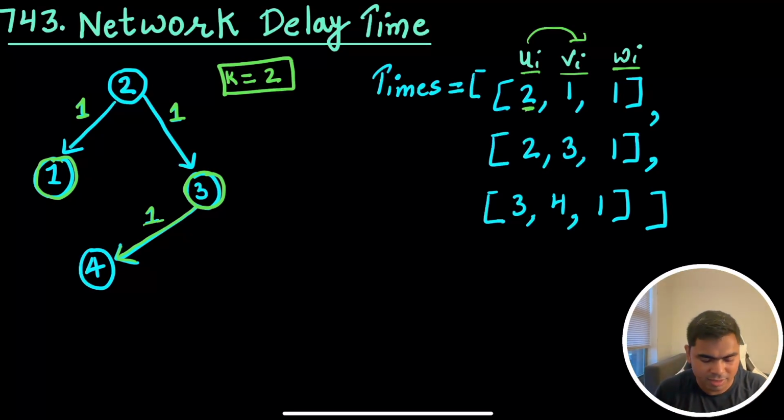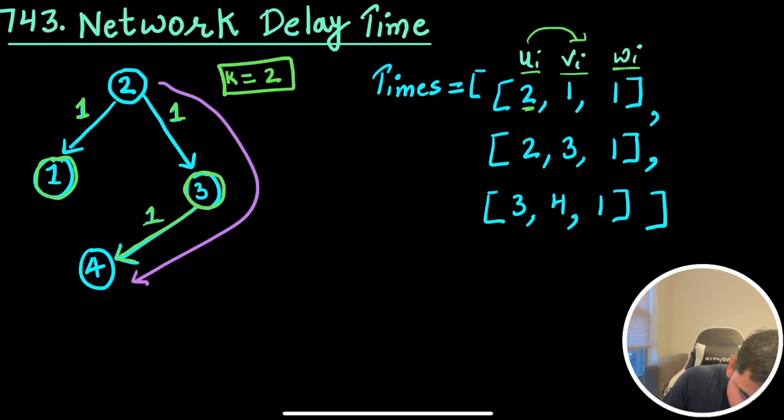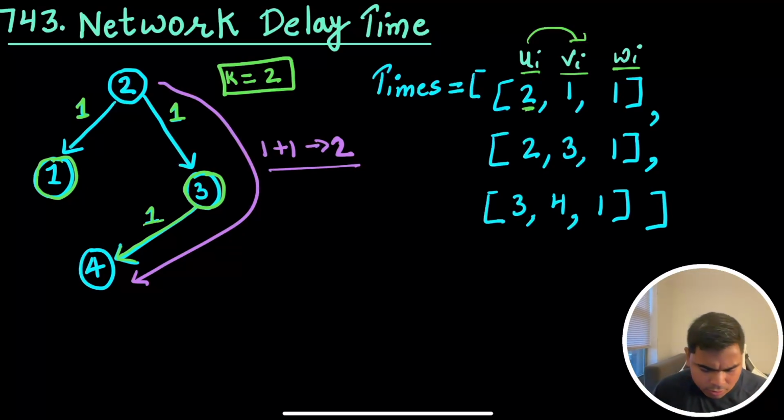Basically, the one comes from the weight. This could be different; in this example, they have used 1, but they could have made it different. So to reach from 2 to 4, the signal is taking 1 plus 1, 2 times, basically 2 seconds. Let's call it seconds, for the sake of this problem. So what is the minimum time we take to send the signal from the source node to all the nodes? That will be 2.